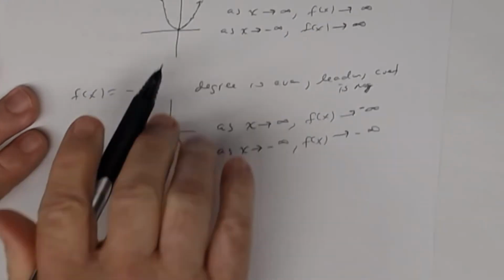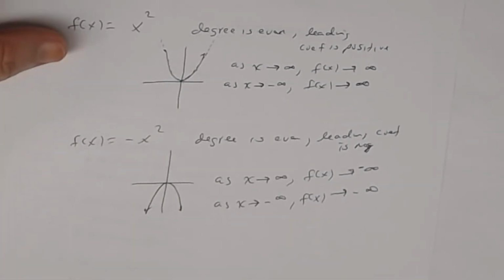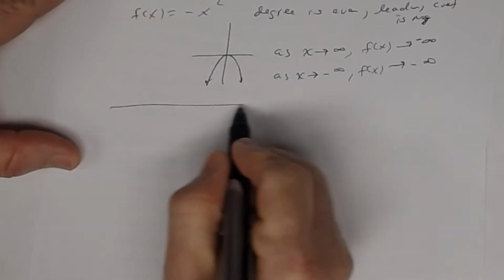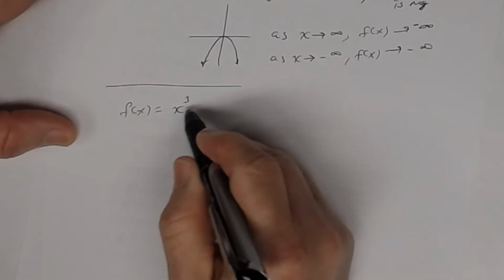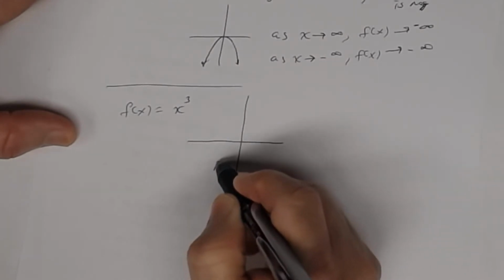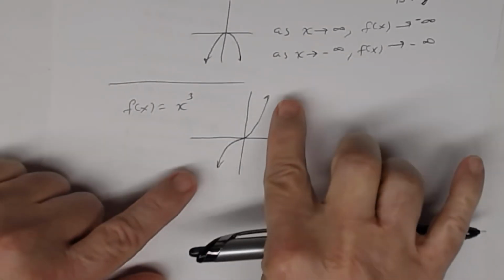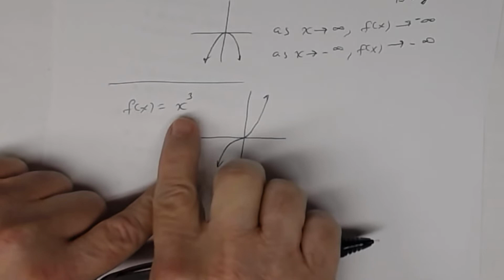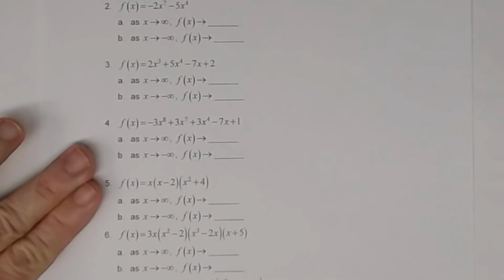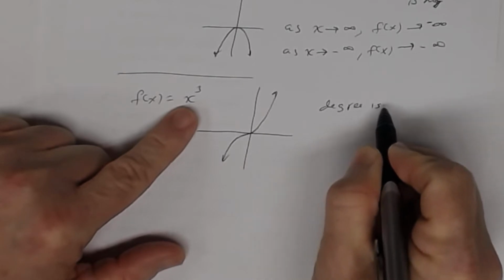So when looking at a function that's an even degree, always think of x squared and negative x squared. Now, for an odd function, think of f of x equals x cubed. If the degree is odd, remember x cubed looks like this. Notice the end behavior: on one side it's pointing up, on the other side it's pointing down. If you know what x cubed looks like, then you will be able to do any function here that's an odd function. And so notice the degree is odd.